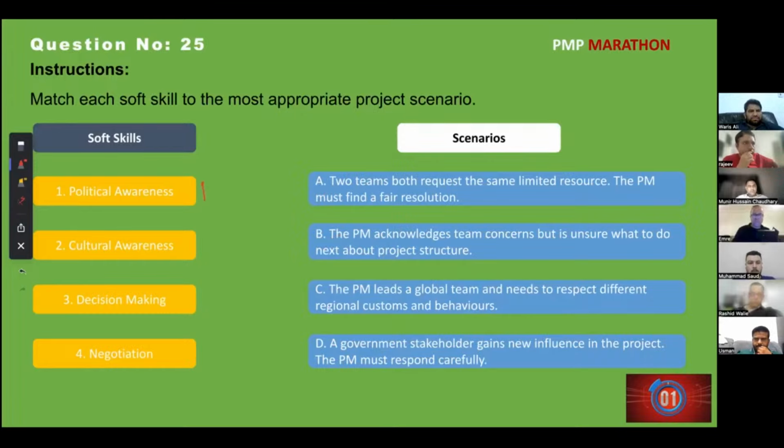One is D. Two is C. Four is 1. Three is B. Okay.